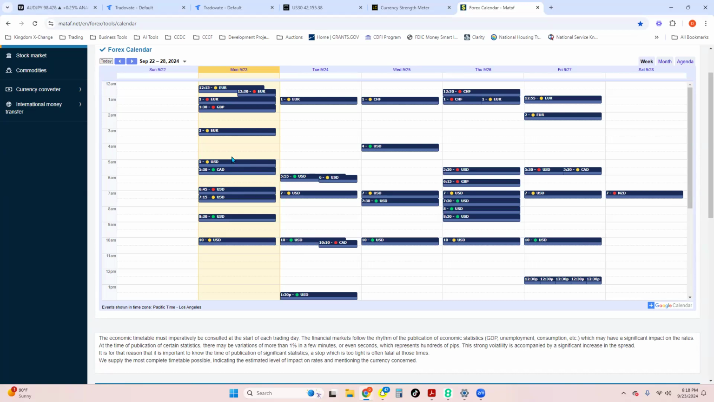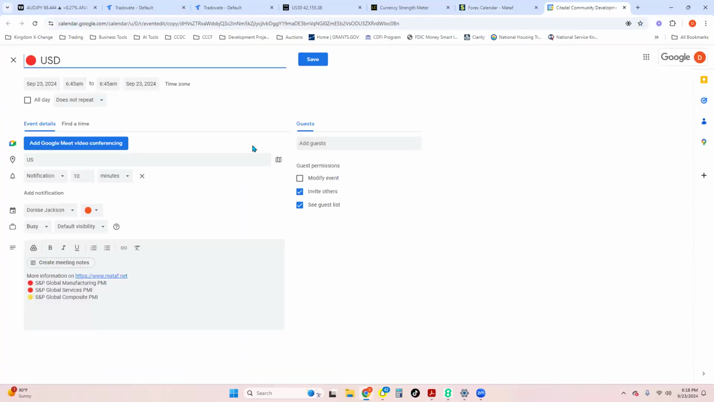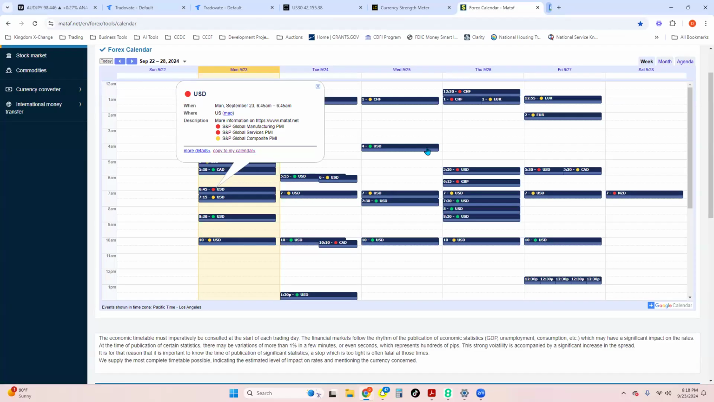So green means it ain't gonna have any impact. Yellow is like, watch it. It has some volatility, and red has a lot. But if you click on it, it tells you what it is, if it's S&P, whatever it is. And then you can also copy it to your calendar. So whatever calendar is set up, once you copy it to your calendar, of course, you know that you can set alerts. So it'll make you aware that it is there.